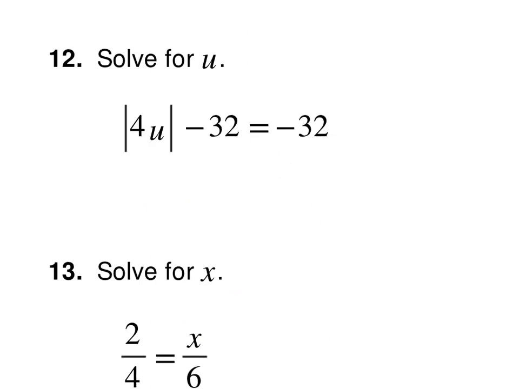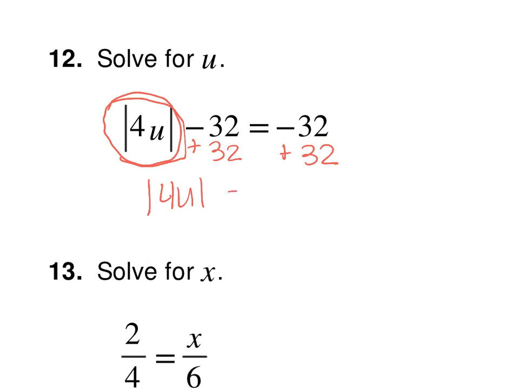Problem number 12 here. Before we begin this, I know if we look at it right away, quickly it looks like it could be no solution. But we have to isolate our absolute value bars. So we need to get this by itself first before we set up our two equations. So to do that, we're going to add 32 to both sides. And that leaves us with the absolute value of 4u equals 0.